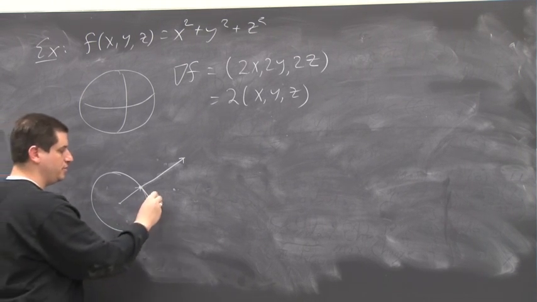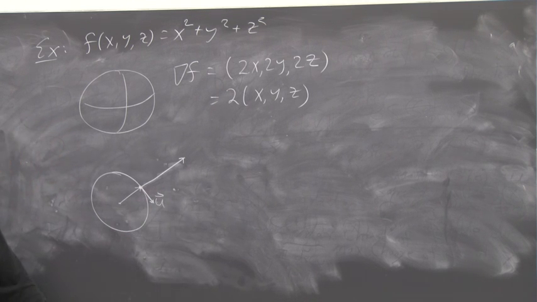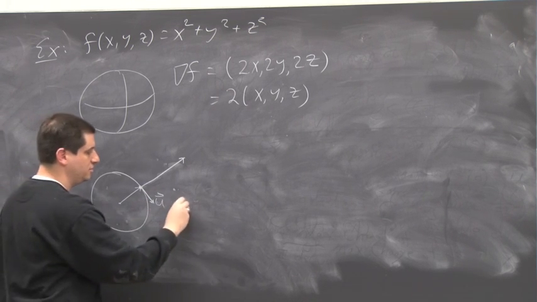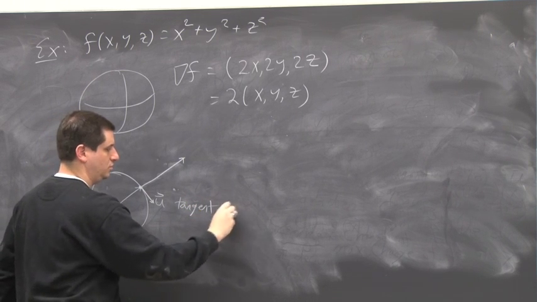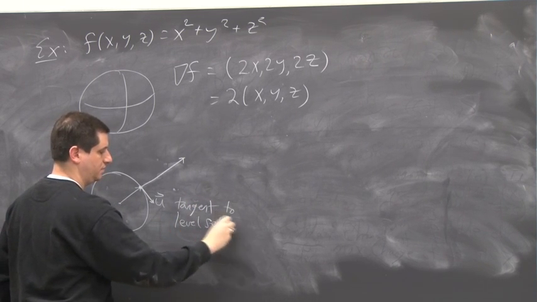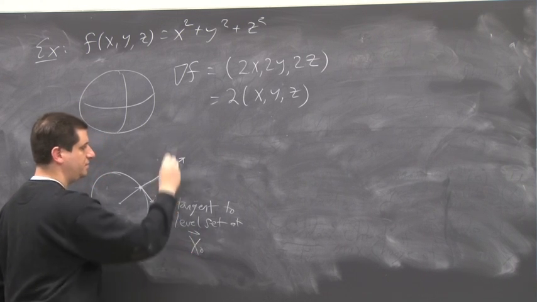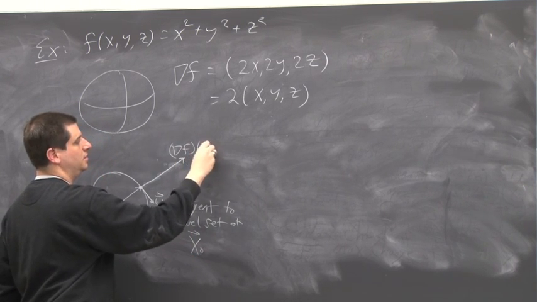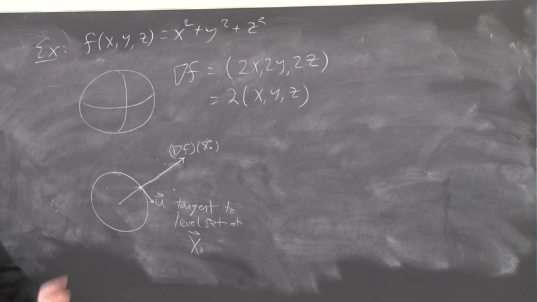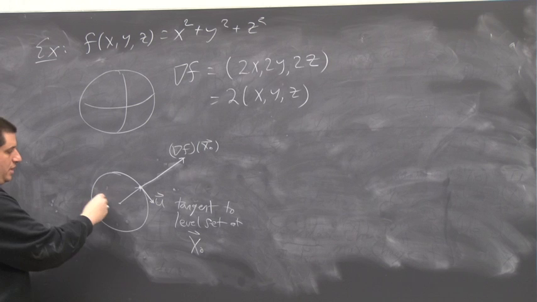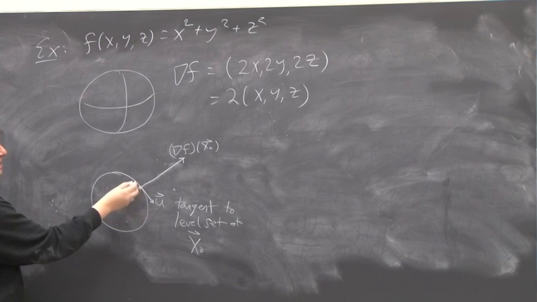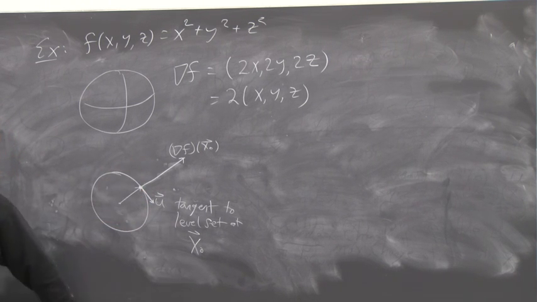I want to move tangent to the circle. So this would be a good choice for my direction u. I need to move tangent to the circle. So this is tangent to the level set at the point x naught. And this is the gradient at x naught. And you can see in this case that the gradient is perpendicular to the tangent vector. Now in the sphere, of course, I would have an extra dimension. And I could take this and I could go in any of these directions. And in all of those, it would always be perpendicular to the normal.